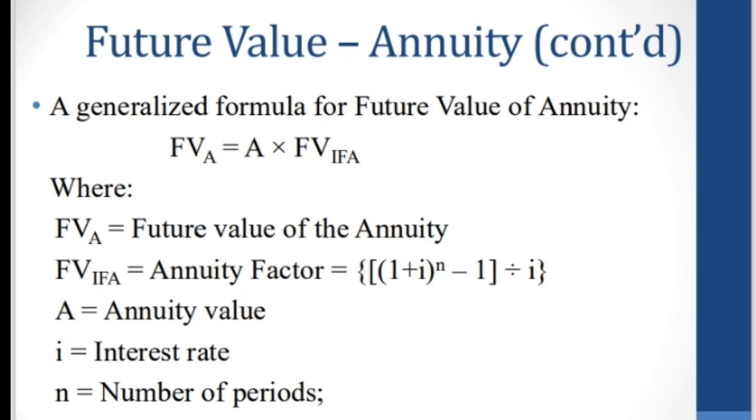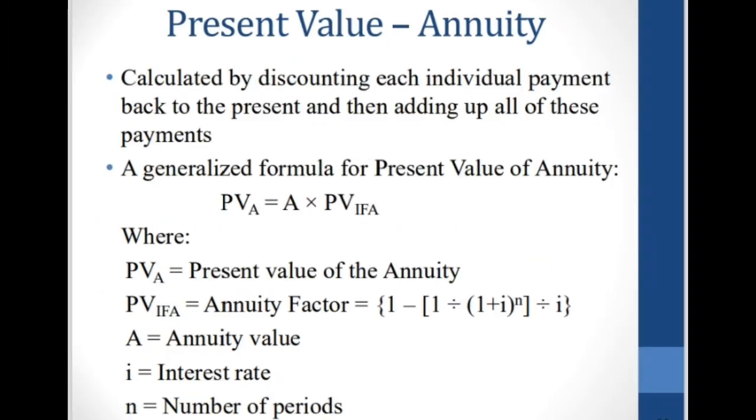where FA is equal to future value of annuity, and the FV interest factor is equal to the annuity factor, which is equal to (1 plus I) to the power n minus 1, divided by I. A is equal to annuity value, I is equal to interest rate, n is equal to number of periods.